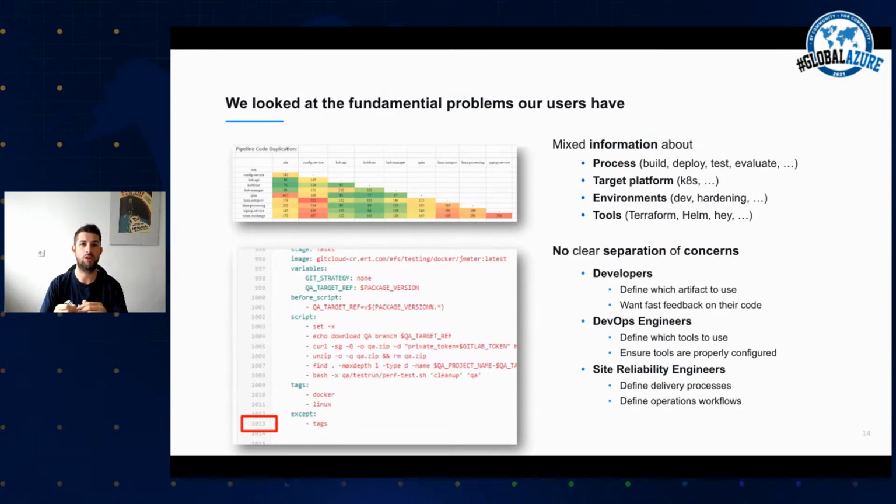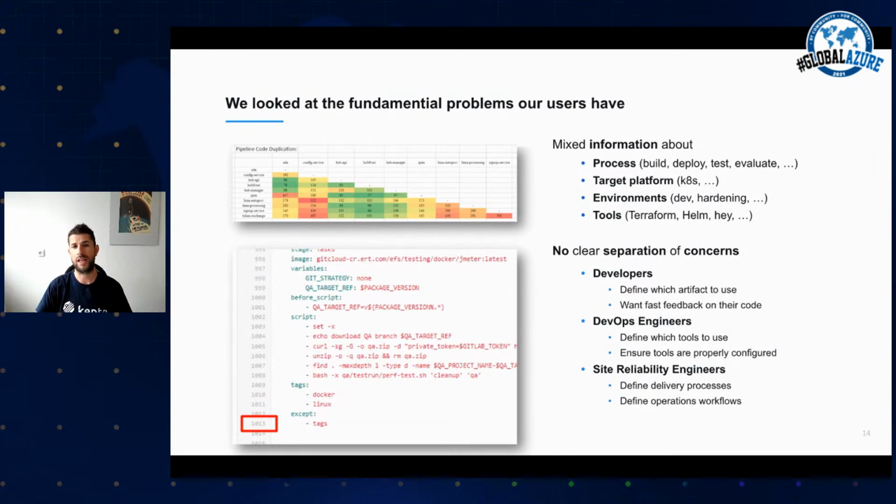They will tell you about the process, what goes first, what goes last, what goes in between. They also tell you about the platforms where you want to deploy. They have all the information about the environments. Maybe then you have copied code from one environment to the other because you want to run your performance tests in each stage. And they have tight integration with all the tools.